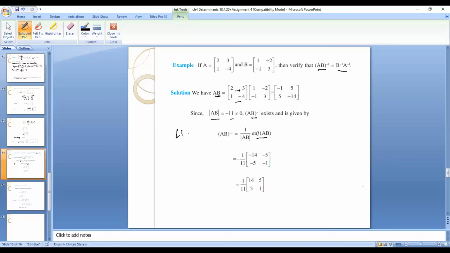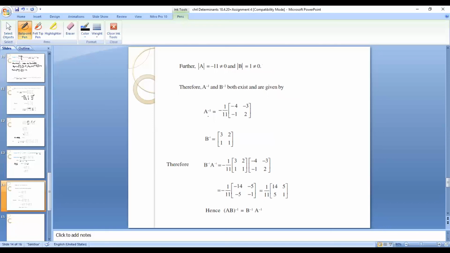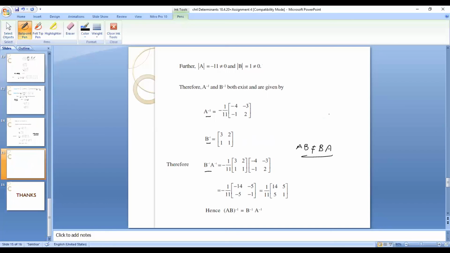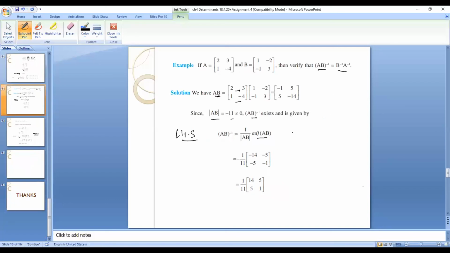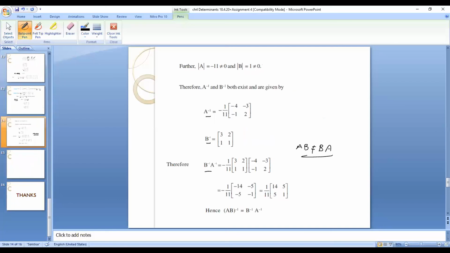Now you will find the right hand side. For the right hand side, first you will find B inverse and A inverse, then you will multiply B inverse with A inverse. It matters, right? AB is not equal to BA in matrices. So if you want to find B inverse A inverse, you will write first B inverse, then A inverse, then you will multiply the two matrices, right? Then in the last you will check that AB inverse is equal to B inverse A inverse. This is the second question.